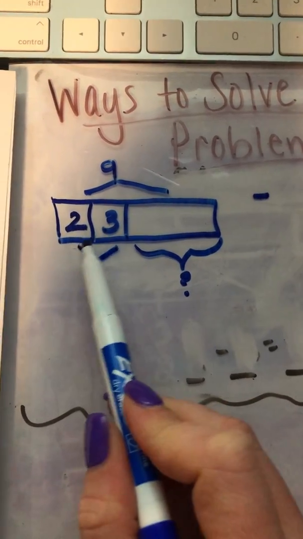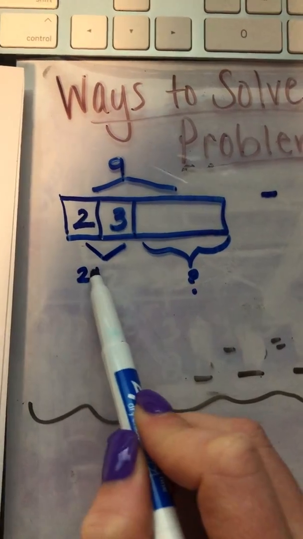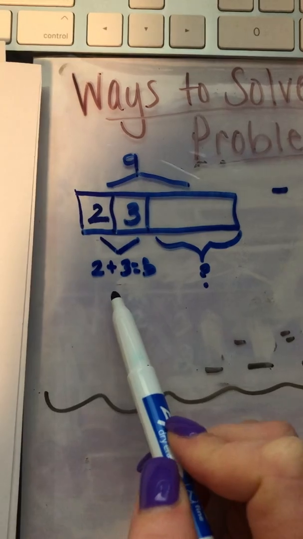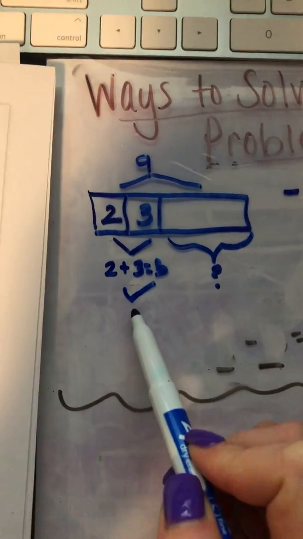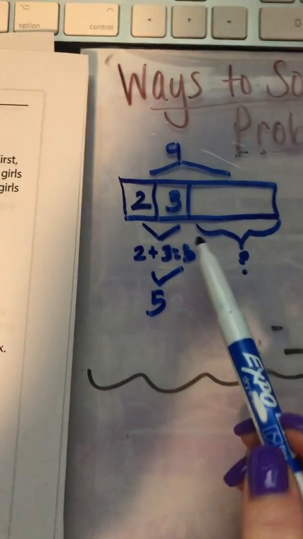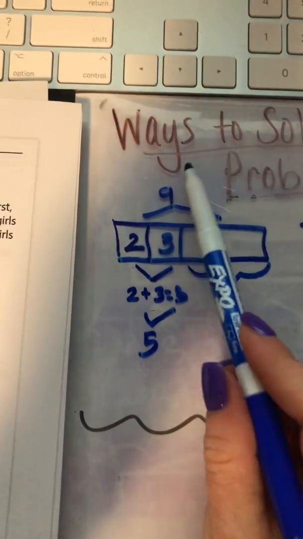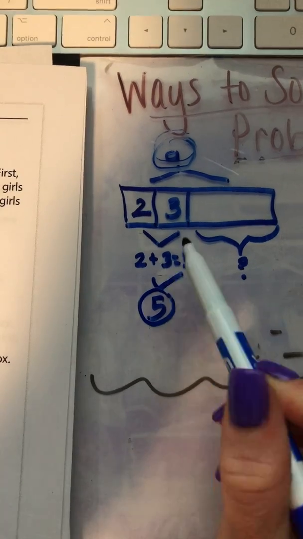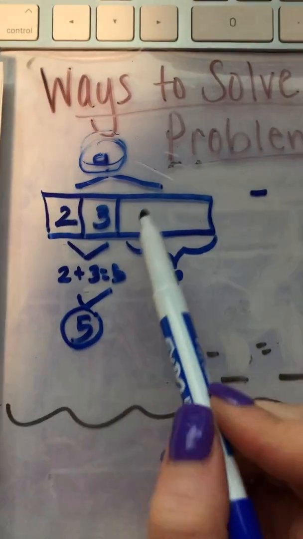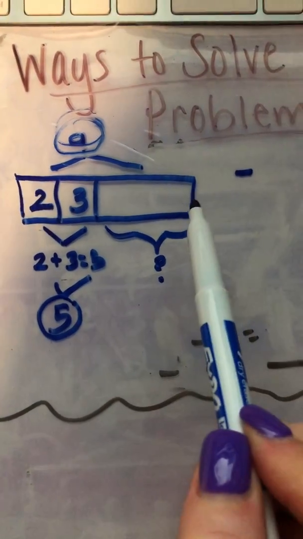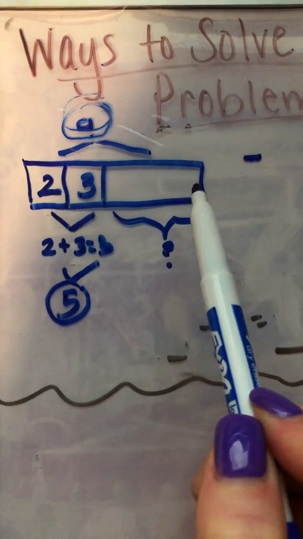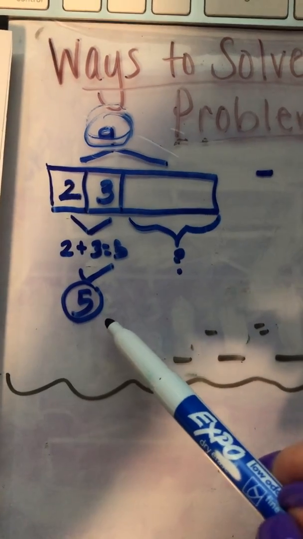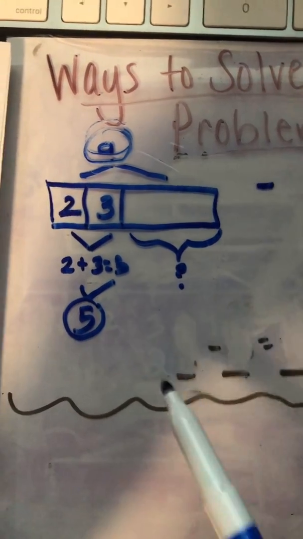But before we get there, these two numbers, I want to combine them to make it easier to solve. So 2, when I put these together, plus 3 equals 5. That's correct. So this part is equal to 5. So now I have 9 is the whole, and I have a part that is 5. That's the flowers he planted before. And then we have to find out and solve for how many are left.